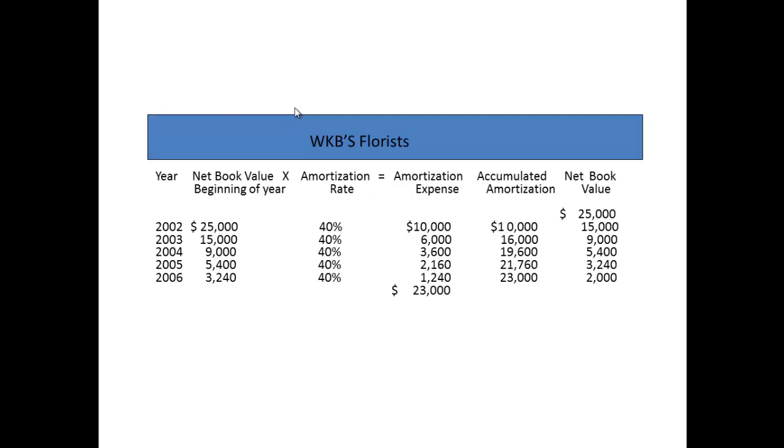And then for 2003, you take $15,000 times 0.4, which will give us $6,000, and that's the amortization expense for that year. Then you add 10,000 and 6,000, which will give us the accumulated amortization for 2003, which is $16,000. To get the net book value for 2004, you have to subtract $16,000 from 25,000, which will give us $9,000. Then you follow the same formula, and at the end of 5 years, the truck will have lost $23,000 of its value.